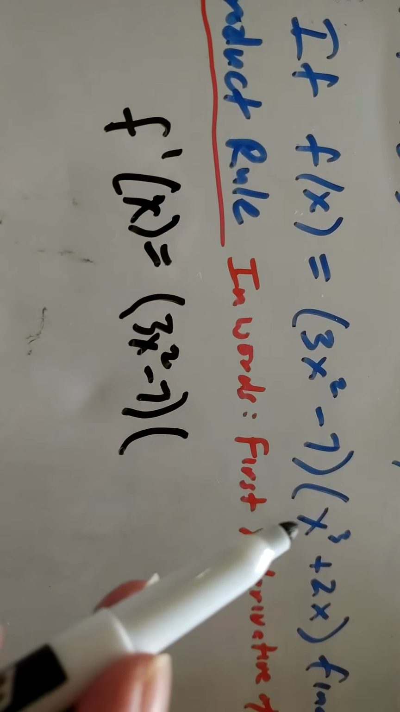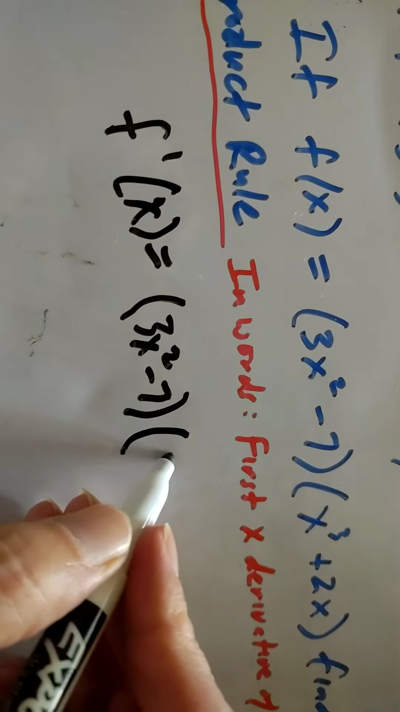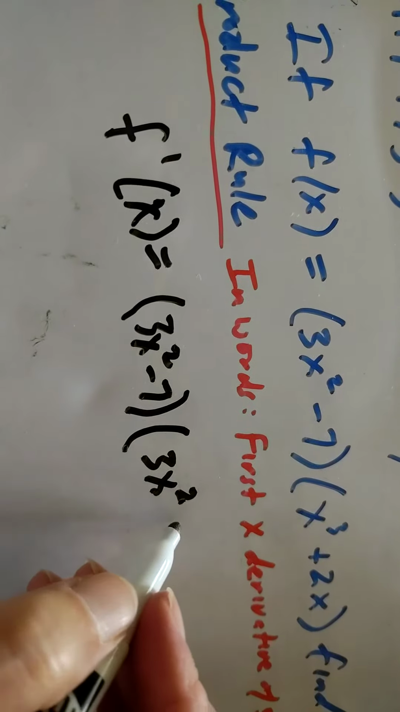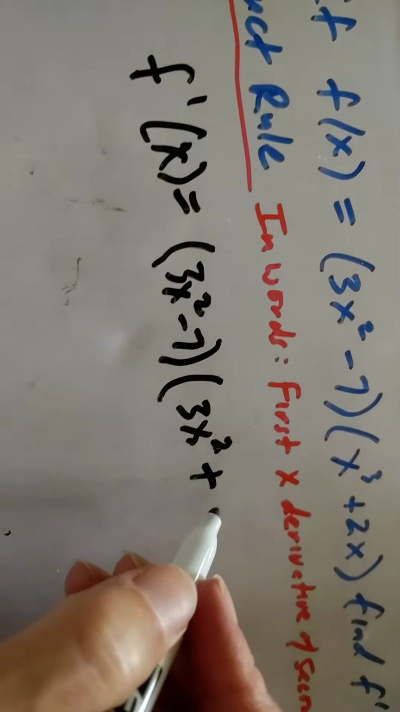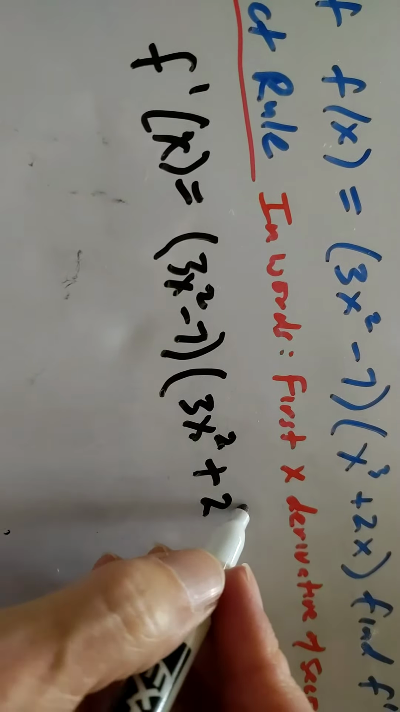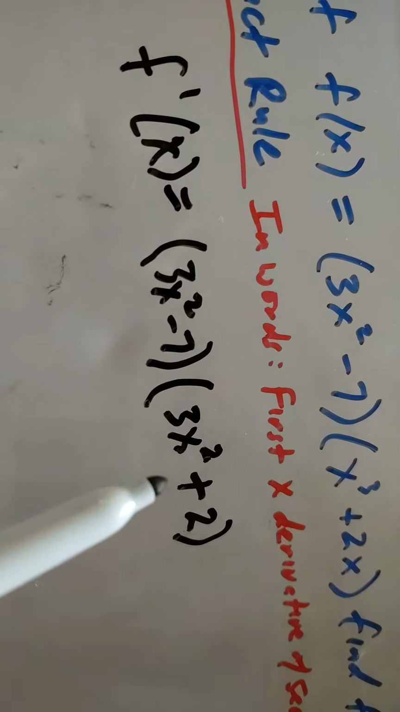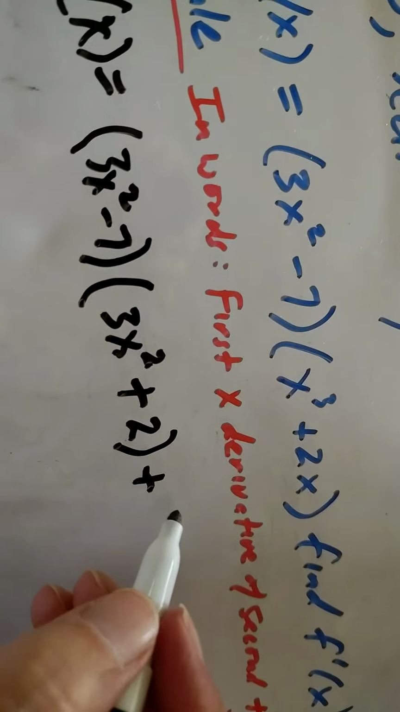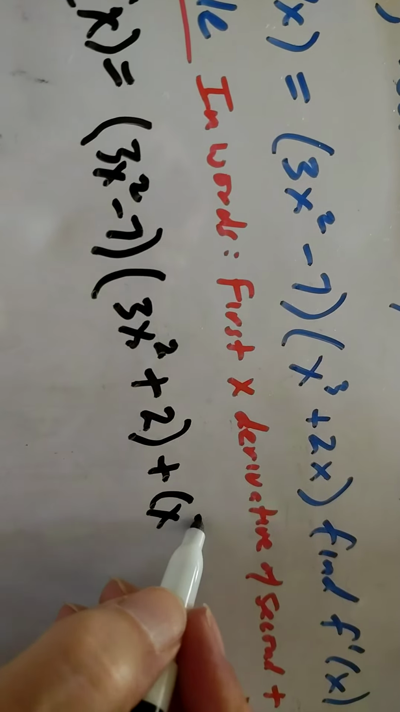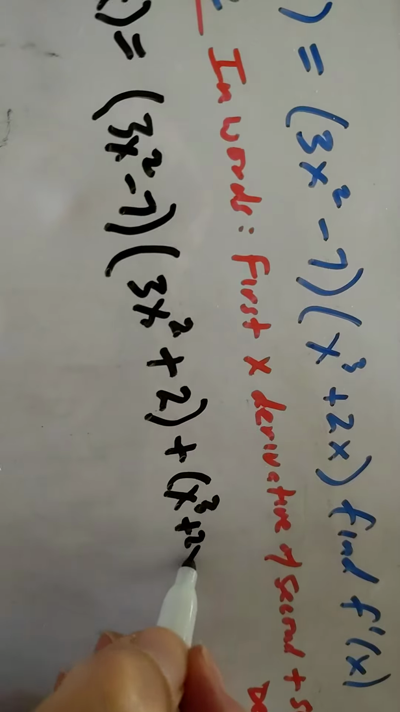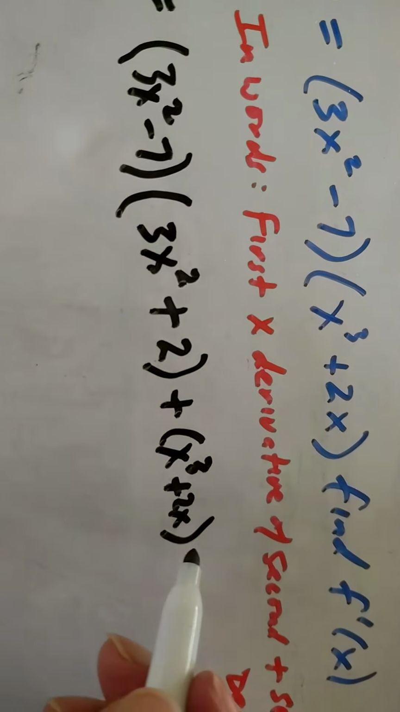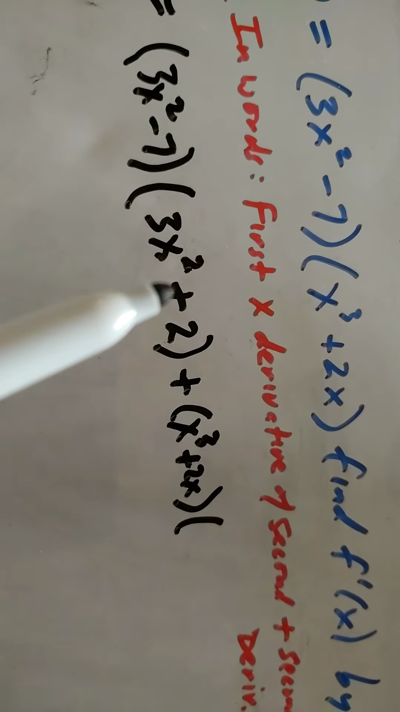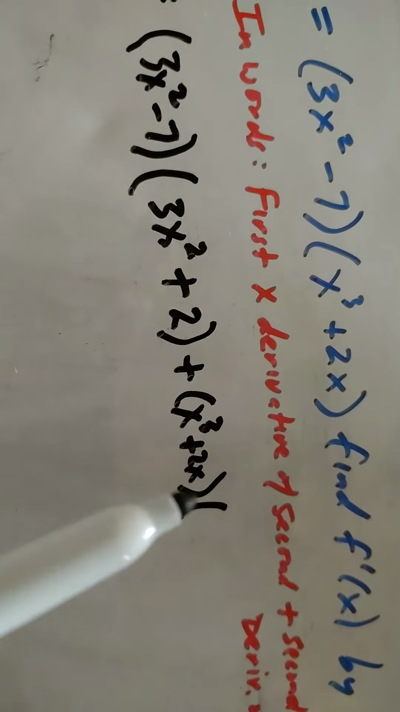What's the derivative of x cubed by the power rule? You bring down the 3, keep the base, decrease the power by 1, and then plus the derivative of 2x is just the number in front of x, which is 2. So there is the first times the derivative of the second. Don't stop there though. Plus the second. So the second factor is my x cubed plus 2x. And that's going to get multiplied by the derivative of the first. So first times the derivative of the second plus second times the derivative of the first.